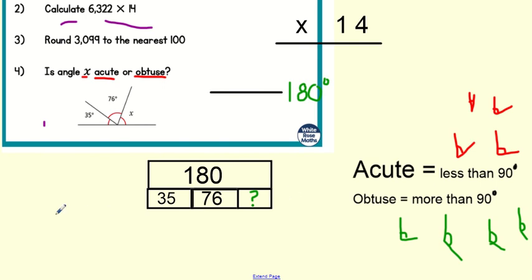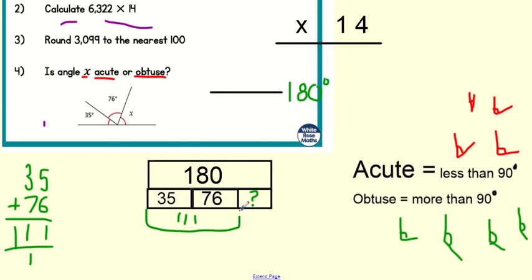So a couple of ways to do it. You could do 35 add 76. You could add those up. What would you get if you added 35 and 76 together? 5 and 6 is 11. 7 and 3, add 1 is 11 as well. So we get 111, those two parts. So if those two parts total 111, how do I find this missing part? How do I find what's left over?